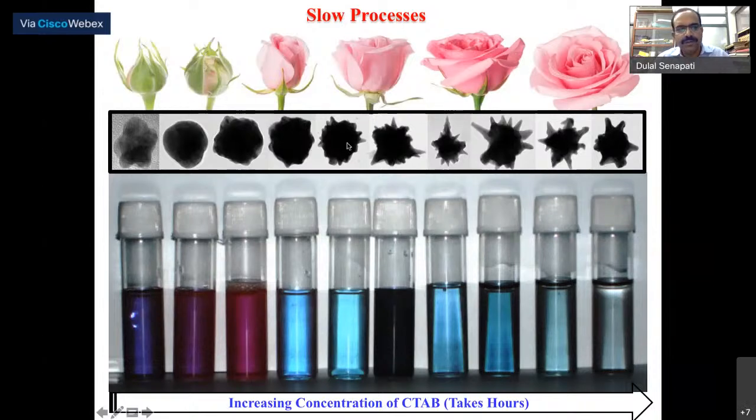This total process takes about 3 to 4 hours. And if you record each step, you can see how they structurally evolve, how one structure does the transition to another structure. That actually defines how slow the reaction process is.